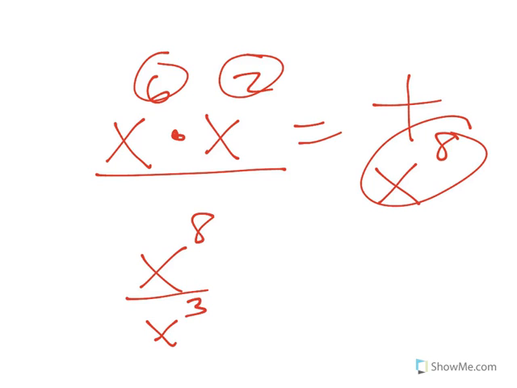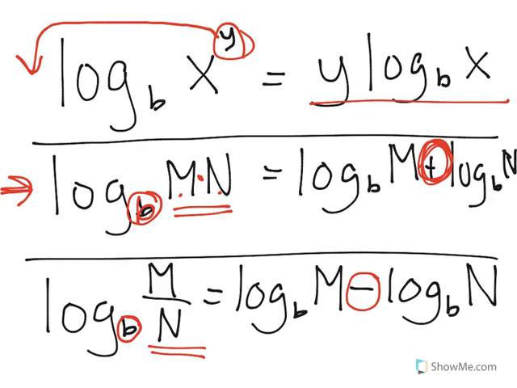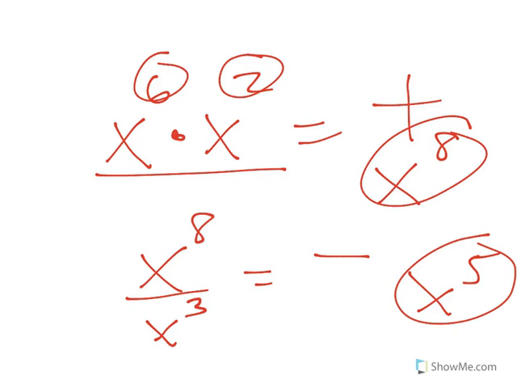Let's think if that same rule applies for division. So they both have the same base of x. What's the rule for what I do to my exponents when it's a division problem? I subtract them. So let's see if that makes sense with logs. Check out down here. So down here, when it's a division problem, what am I going to do on the right-hand side? I'm going to subtract my two logs. So logarithms and exponents go hand in hand.